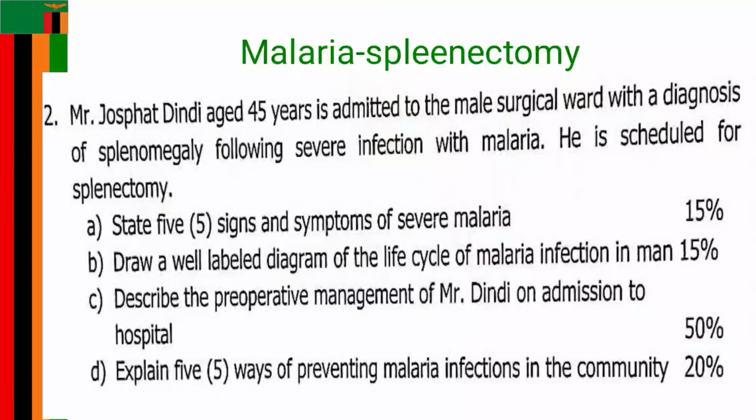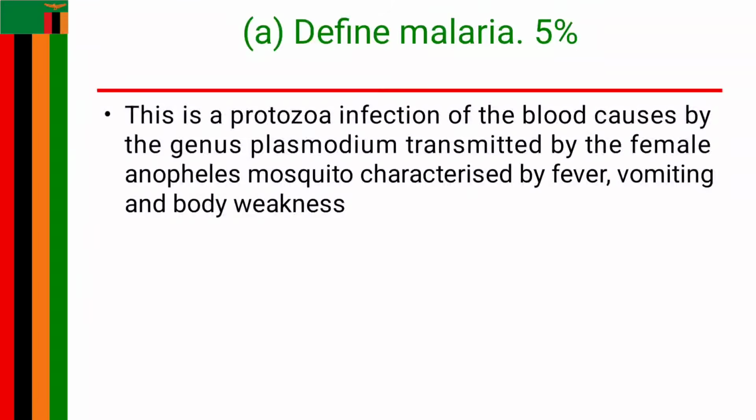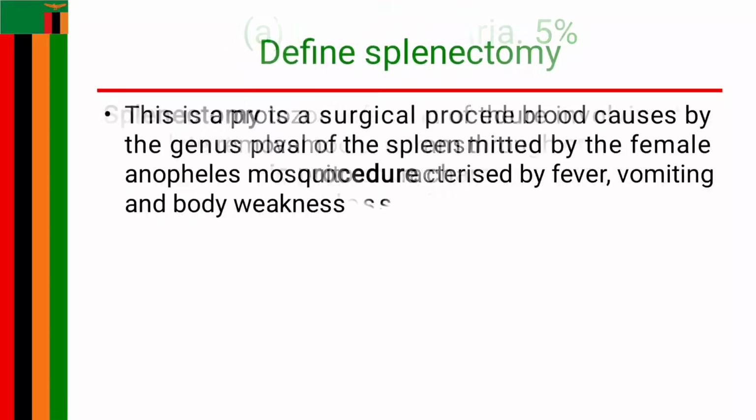So we'll go straight to define malaria in case you're asked to define malaria. You can define malaria as a protozoa infection of the blood caused by the genus Plasmodium, transmitted by the female Anopheles mosquito, characterized by fever, vomiting, and body weakness.